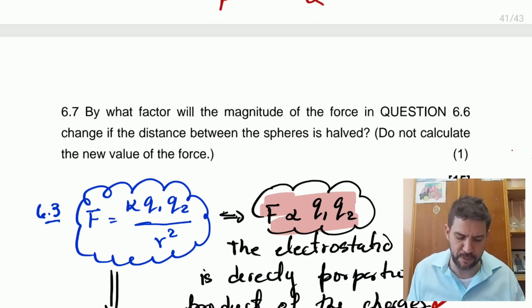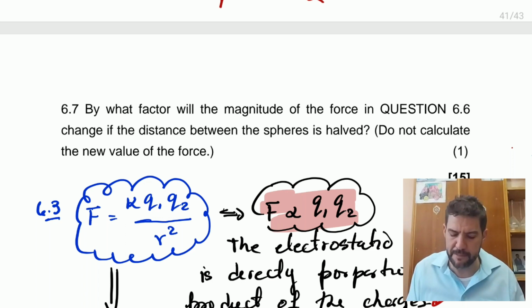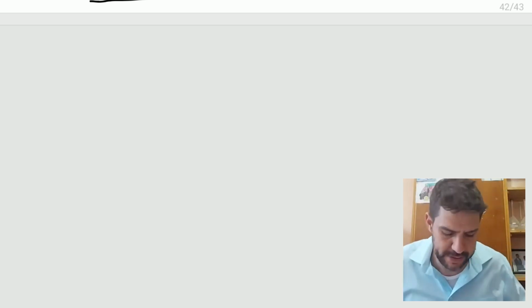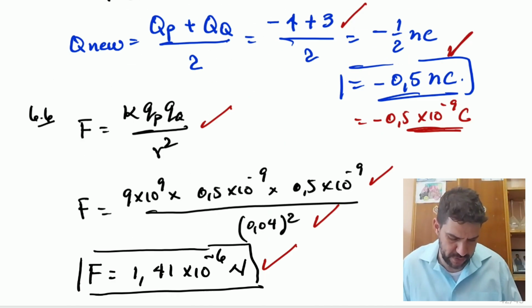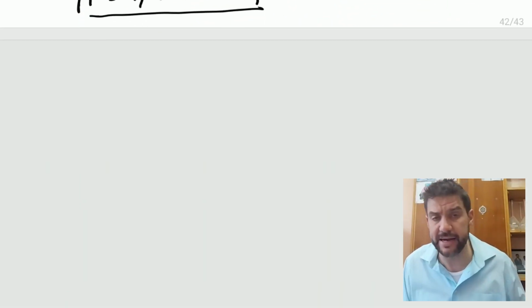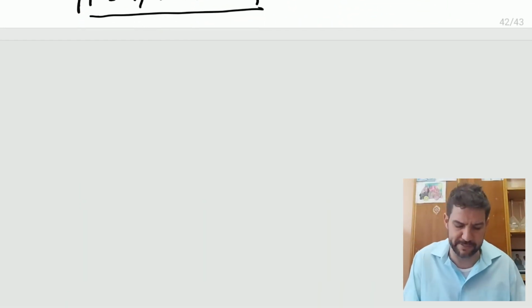Now, question 6.7, by what factor will the magnitude of the force in question 6.6 change if the distance between the spheres is now half? Now, you do not have to calculate, and guys, this question is always there. This question is always there. So now, the force that we're dealing with is, let me just write, this is question 6.7. This is always there, and it's in the multiple choice you will get things like this as well.